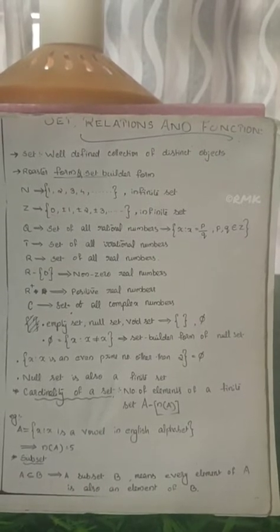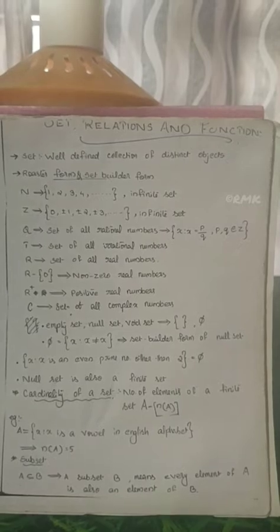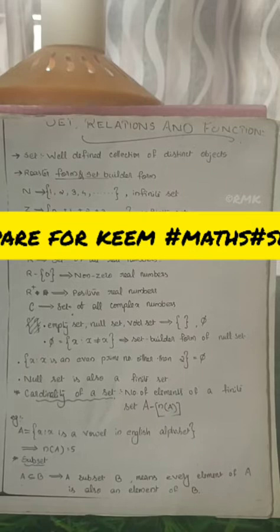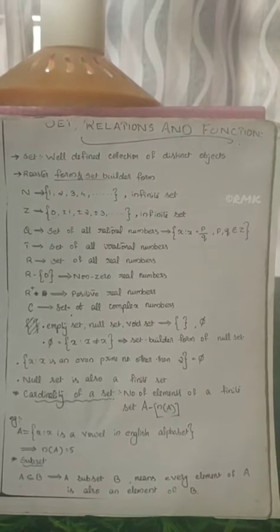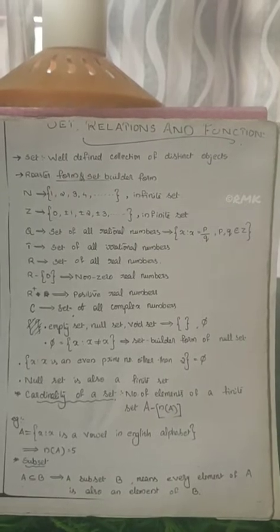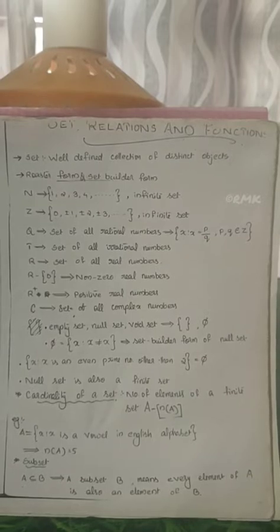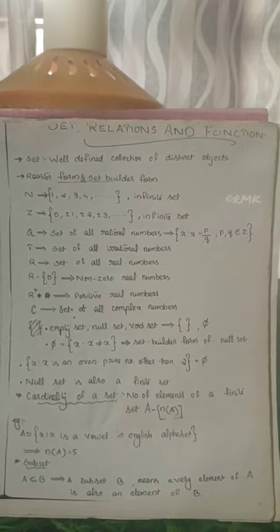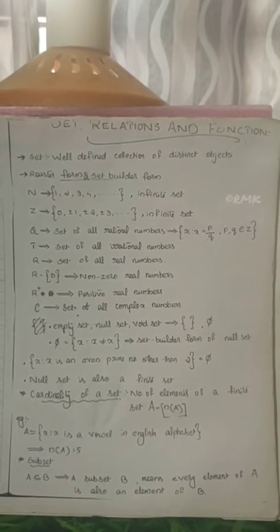Students, today we are discussing a chapter, set relations and functions. We know a set is a well-defined collection of distinct objects. The first type of set is of the form roster form. The second one is set builder form.